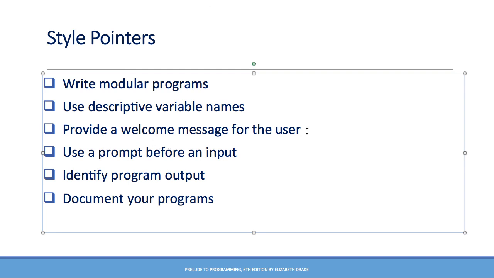Always provide a welcome message for the user and some kind of intent of the program. This program calculates Fahrenheit from centigrade, and then you give a prompt. I can't tell you how many times I've had somebody hand me in code that when I launch the program, the cursor blinks at me. I have no idea what it's looking for unless I halt the program and go in the code and read the code. And hopefully there are enough comments there to clue me in as to what is really expected from the user, okay? You'll want to, of course, identify the program output.